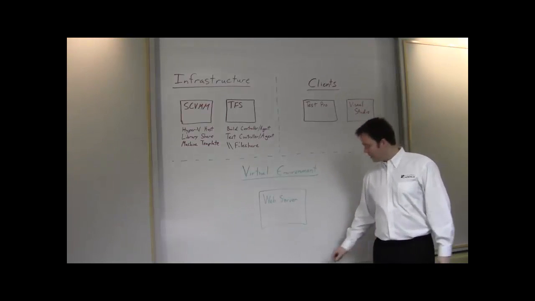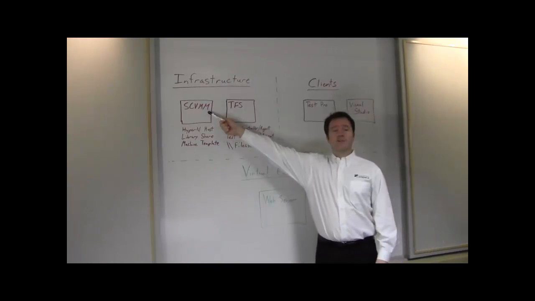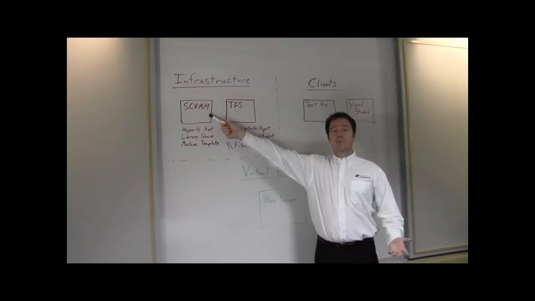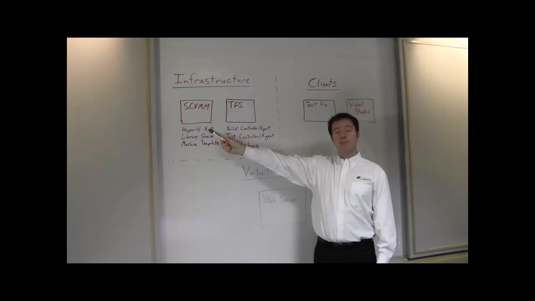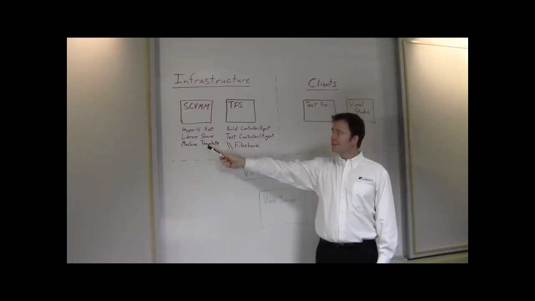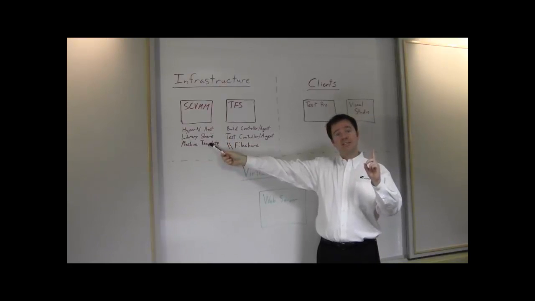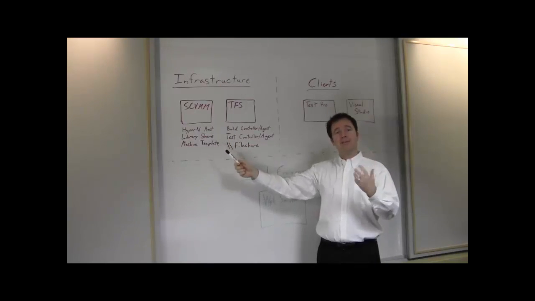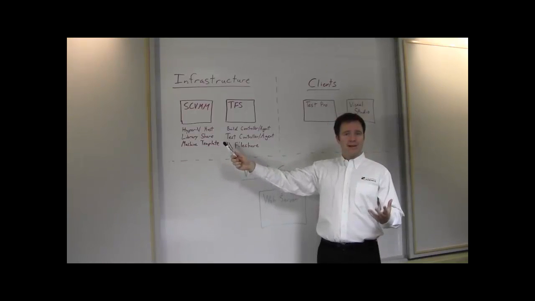I want to talk about the smallest possible implementation of Lab Manager to just test out your installation process. First, what do we have? We're going to have System Center Virtual Machine Manager installed. That's a prerequisite. You've got a Hyper-V host, some library shares, and at least one machine template that you've created. In our case, it'll be a web server, so it needs IIS on it.